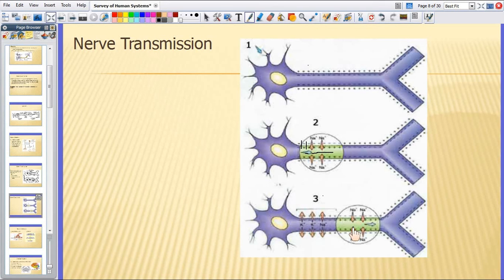The cell, however, will need to be reset because the sodium and the potassium ions are now on the wrong side of the membrane. The cell will sort this out by using the sodium-potassium pump. Sodium atoms will be brought back in and potassium ions will be moved back out, returning the system to its original resting state.